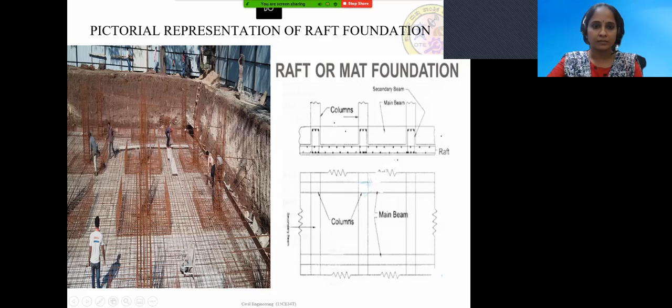See, this is the 3D picture, the colorful picture. You can see the raft foundation. There are a number of columns erected, and in this picture they have excavated this entire area. The entire area is spread with steel reinforcement, correct? That's why it's like a mat, right? The entire area is covered with steel. That's why it's also called a mat foundation.